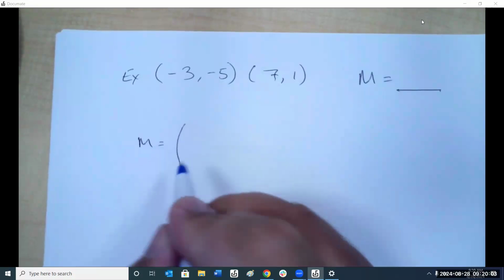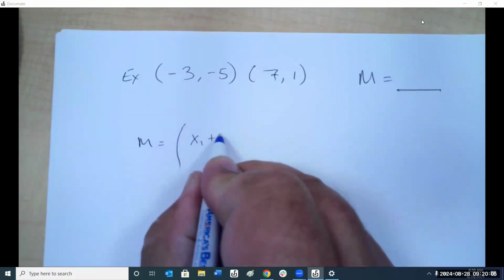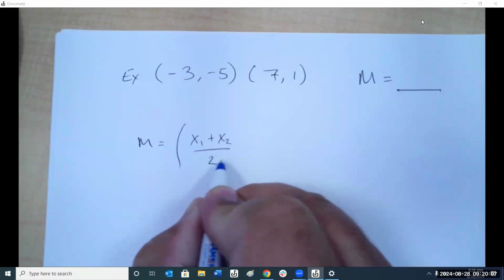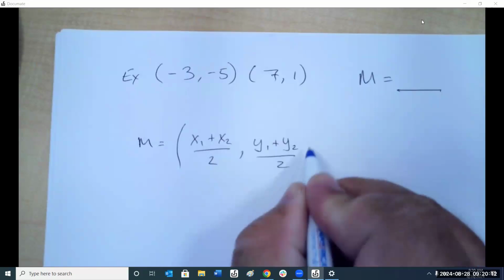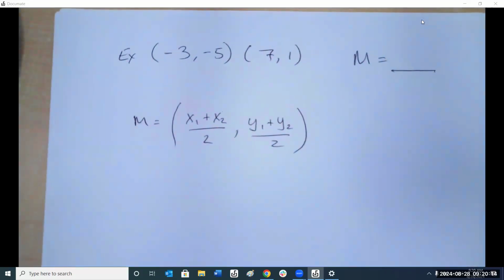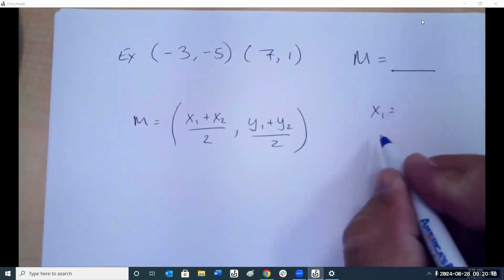The equation is (x1 plus x2, y1 plus y2) over 2. Always start by putting another formula down. Then label our points.